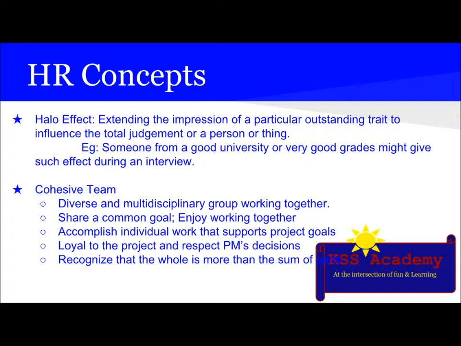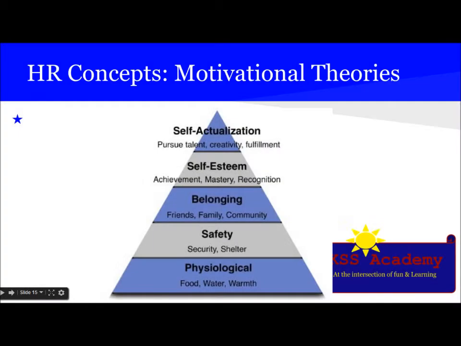The next thing is cohesive team. The characteristics are a diverse and multidisciplinary group working together, sharing a common goal, enjoying working together, accomplishing individual work that supports project goals, loyal to the project and respecting the PM's decision, and recognizing that the whole is more than the sum of the parts.